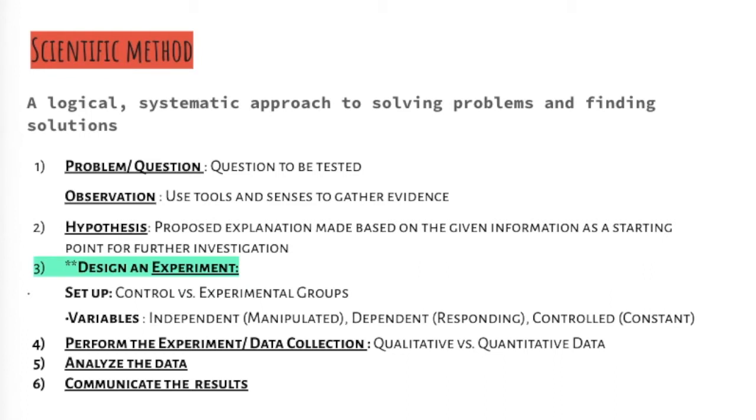The next step involves the collection of data. So data consists of facts, figures, and other evidence gathered through observations. In this lesson, we will actually compare different types of data, including qualitative data versus quantitative data. Following is data analysis, and the final step is to communicate the results to our scientific community.